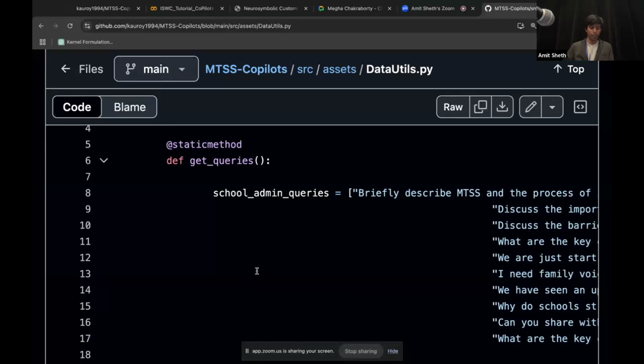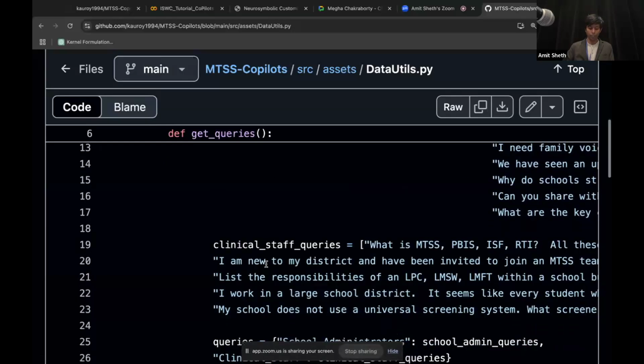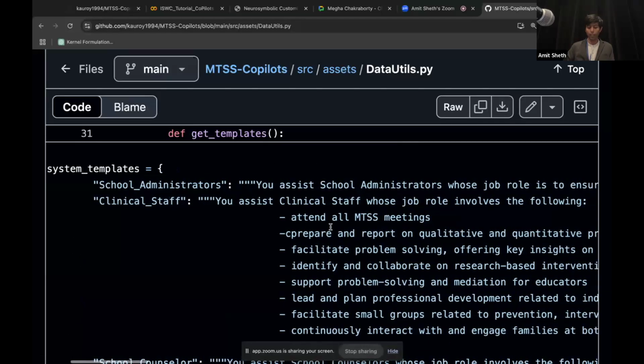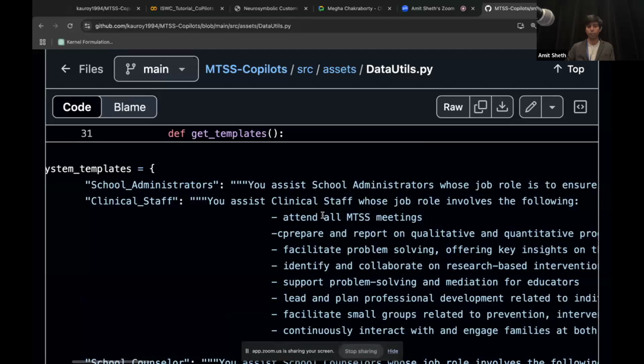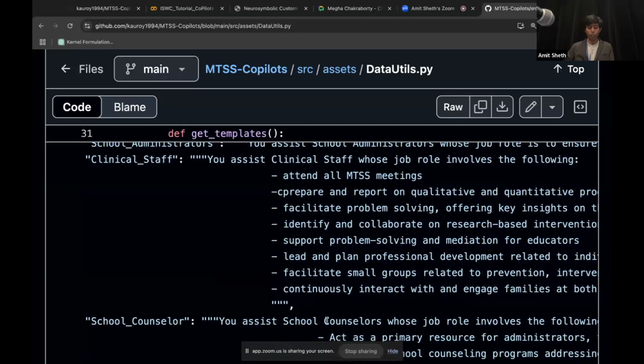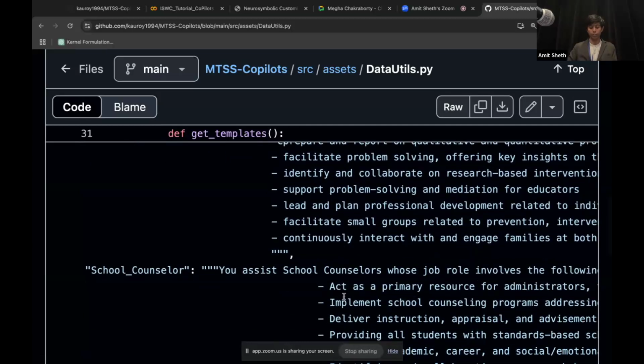Okay. So when you look at any one person, right? Let's say the clinical staff, you see we have from the domain expert a description of what the clinical staff is supposed to do, which is a whole bunch of duties, right? A school administrator has their own corresponding set of duties. The school counselor has a different set of duties.